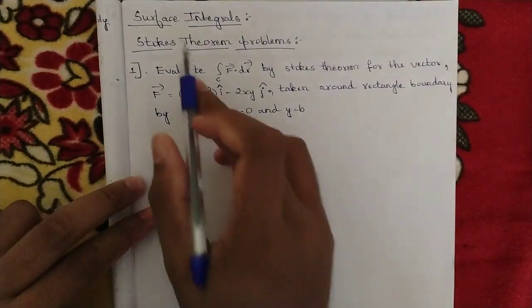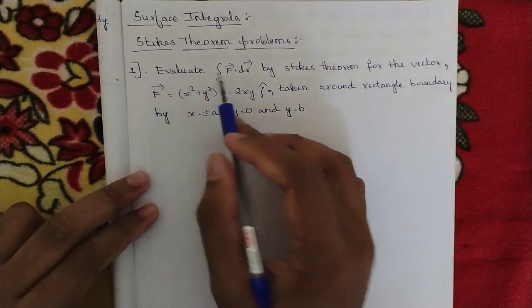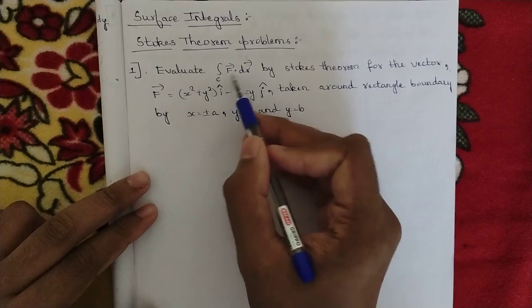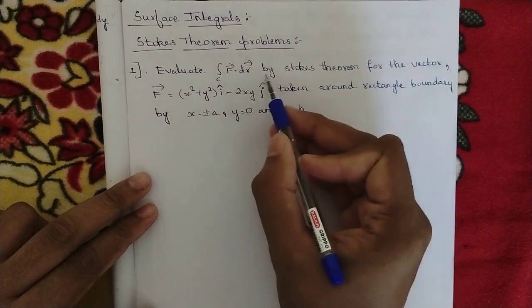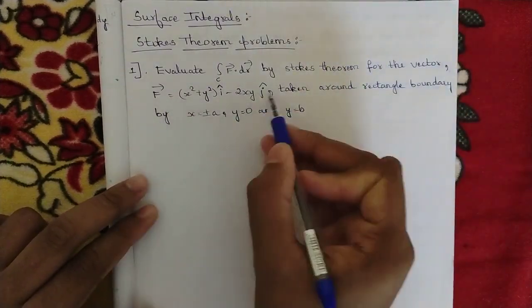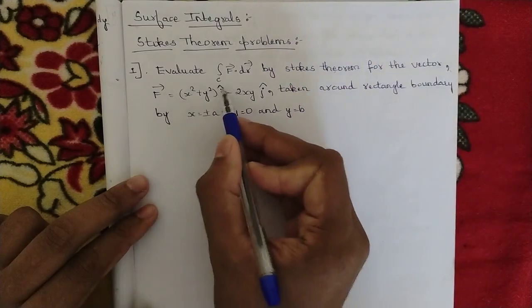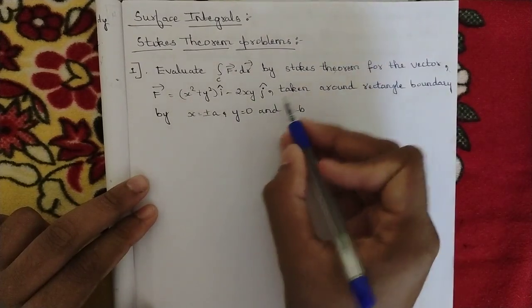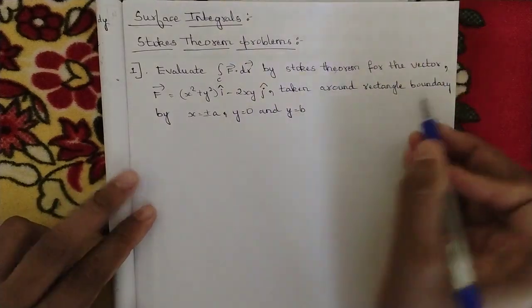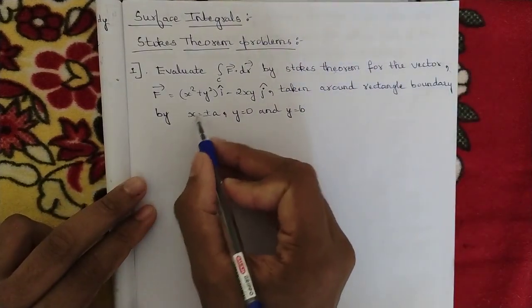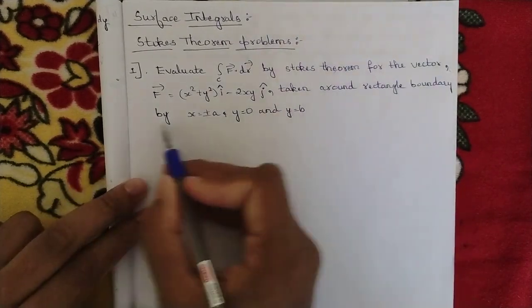So this is the first problem related to surface integral Stokes theorem problems. Problem number 1: evaluate the integral of F dot dr, where F is a force vector and dr is the differential vector, by Stokes theorem for the vector shown below. That is, the F vector is equal to (x square plus y square) i cap minus 2xy j cap, taken around the boundary of a rectangle in the area where x is equal to plus or minus a, y is equal to 0 and y is equal to b. So these are the conditions given.